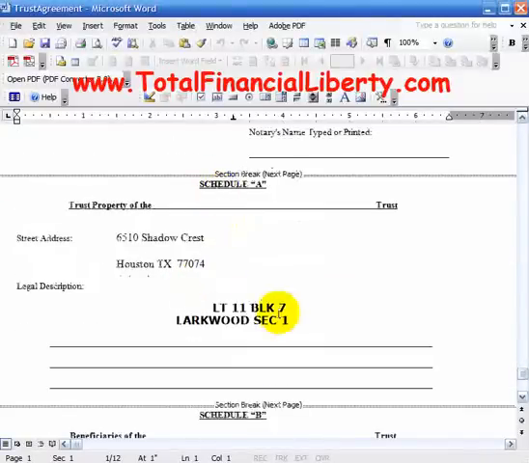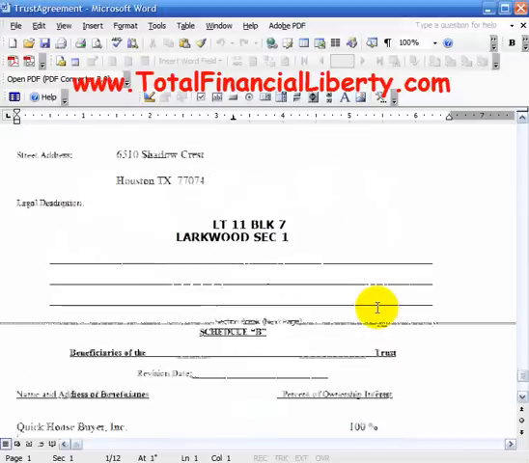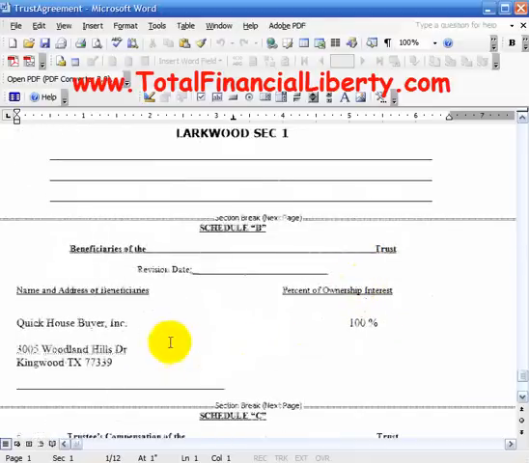Under Schedule A, this identifies the property that is being placed into the trust. Real nice and simple. Schedule B identifies who owns the trust. So in this case, one company owns 100% of this trust. If it was me and another person, I'd put that other person or entity down there, and then we'd own 50-50. Okay, so it makes it real simple. You just break up as to who owns what.